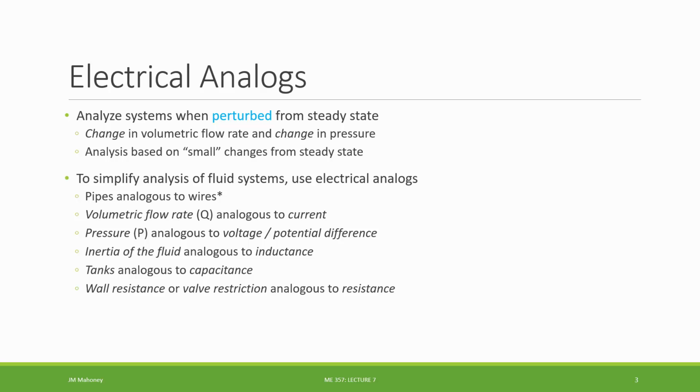The fluid system will have a volumetric flow rate, usually denoted by Q, and that will be analogous to the current in electrical systems. In electrical systems, we can generally think of current as the flow rate of the electrons through our elements and wires. In the fluid systems, it's going to be the volumetric flow rate of whatever our fluid is, through our elements and through our pipes.